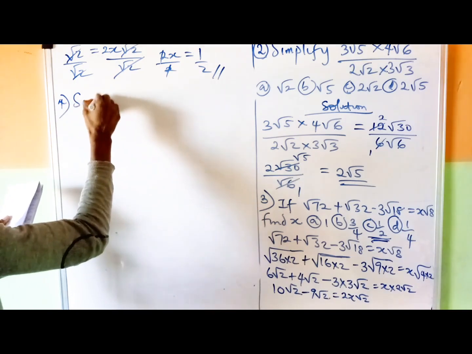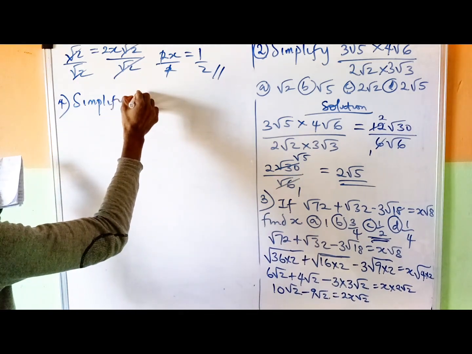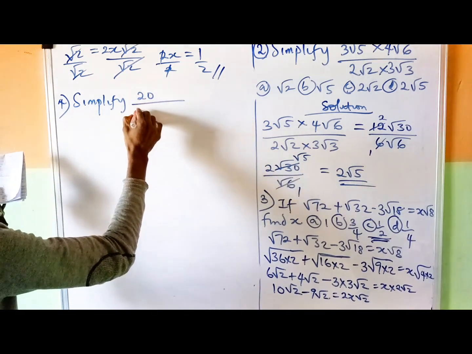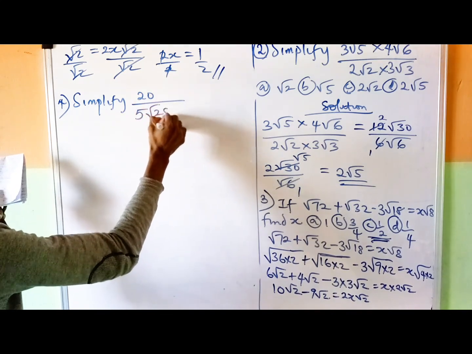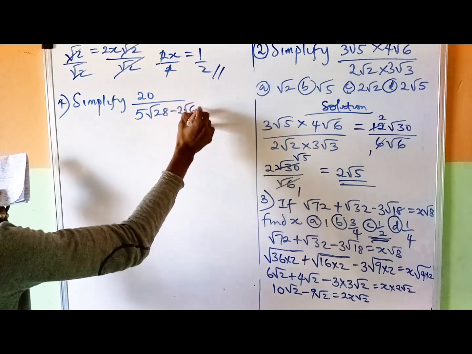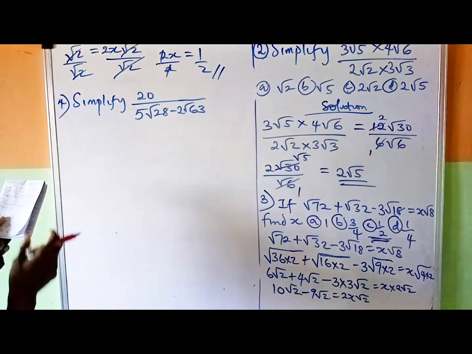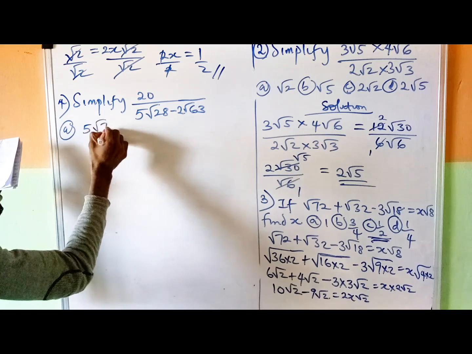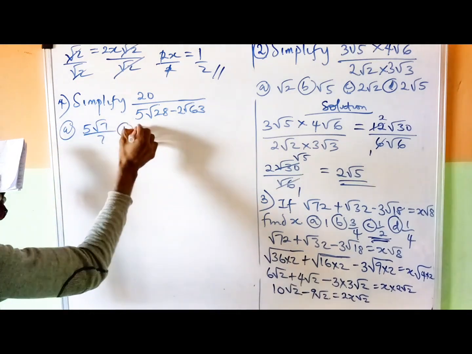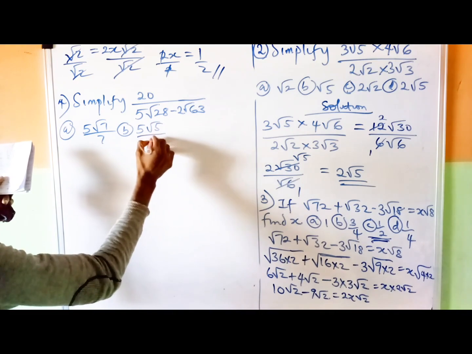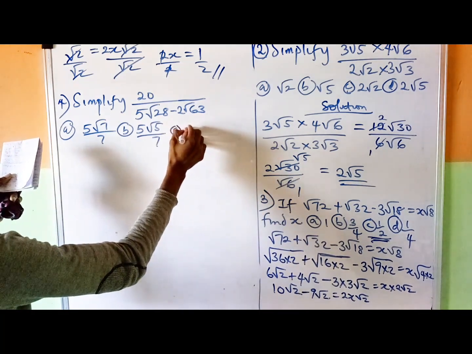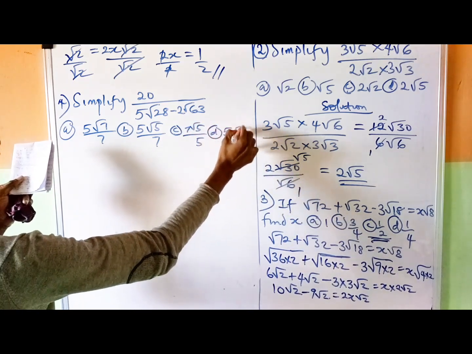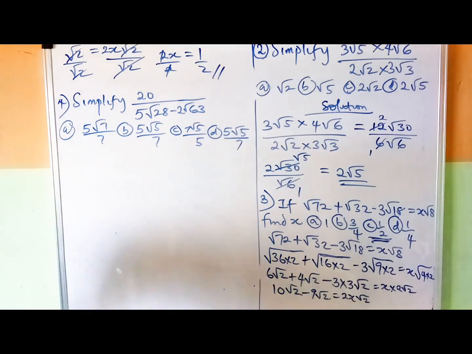Simplify 20 divided by 5 root 28 minus 2 root 63. So you have the options: A, 5 root 7 over 7; B, 5 root 5 over 7; C, 7 root 5 over 5; D, 5 root 5 all over 7. So what do we do?